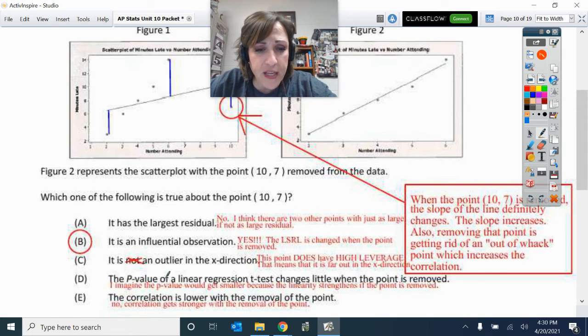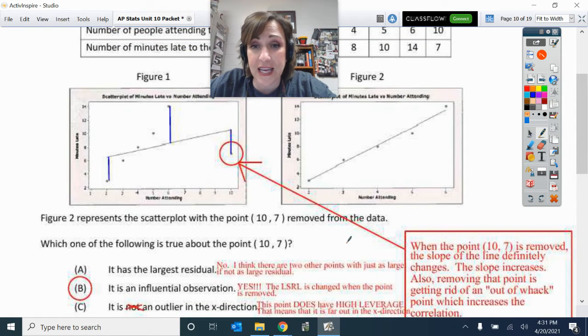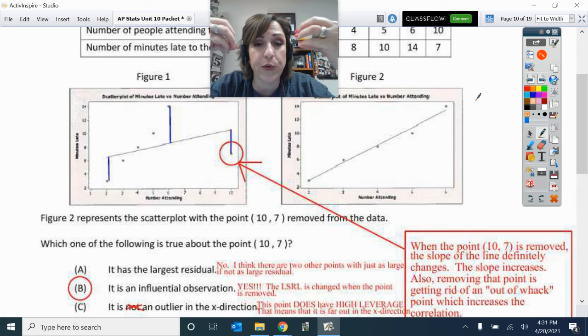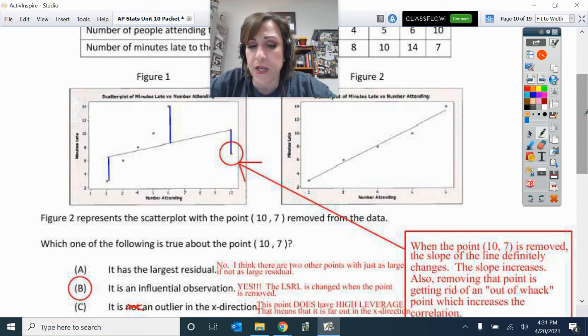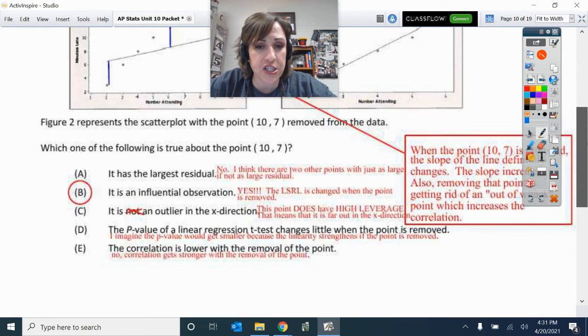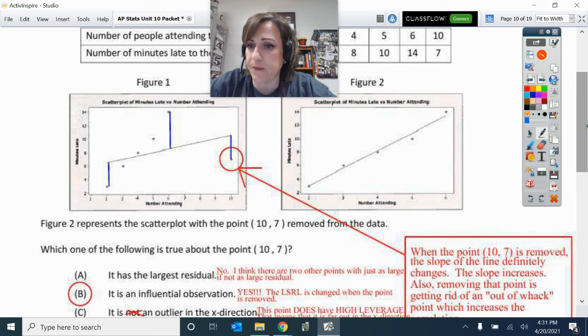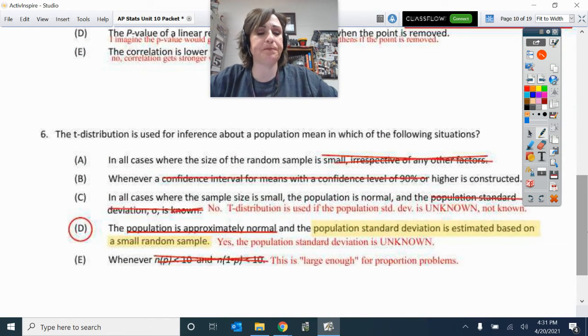So it is. The p-value of the linear regression changed. Has little change if the point is removed. No, the p-value is definitely going to get smaller. It's going to represent a tighter, better linear fit, better linearity. And if you think about it, more linearity would mean a smaller p-value because you would have stronger evidence of that linear relationship. All right. And then the correlation is lower with the removal. Now the correlation increases. Okay, next, number 6.